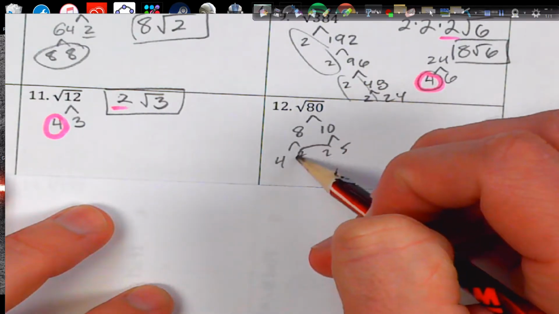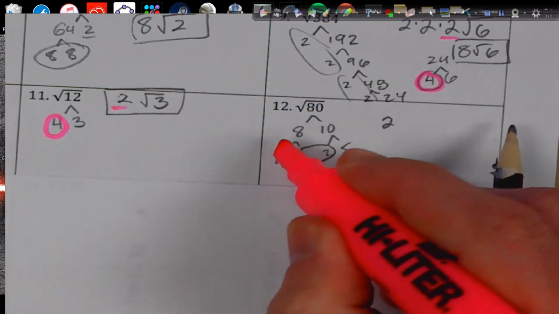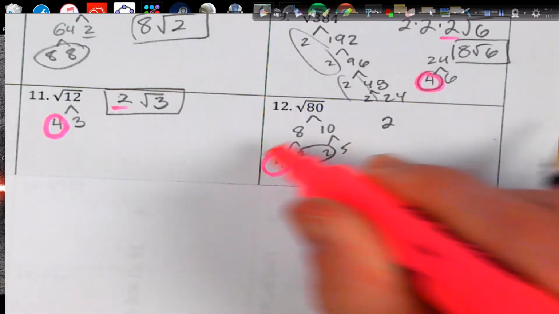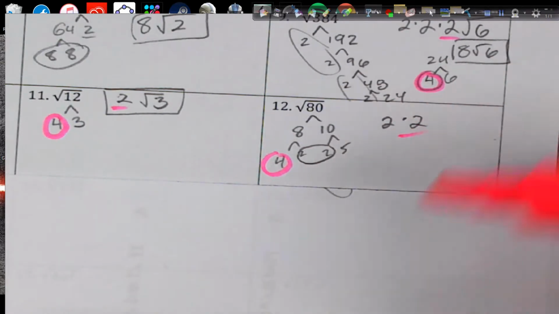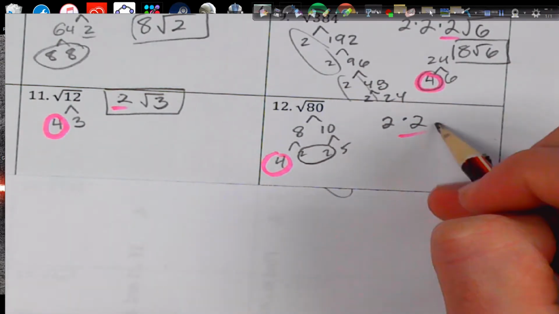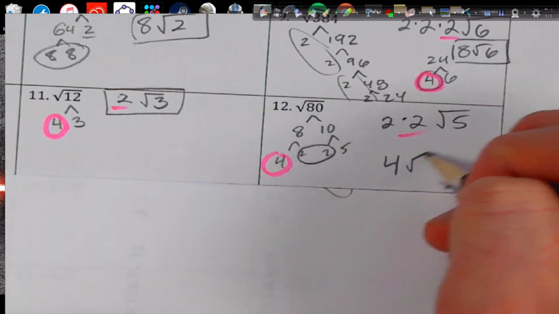Well, I already see a group of 2, so that's coming out. And then 4 is a perfect square. So that means another 2 will come out from that perfect square. And then all I'm left over with is a 5. And so we're going to do 2 times 2, which is 4 rad 5.